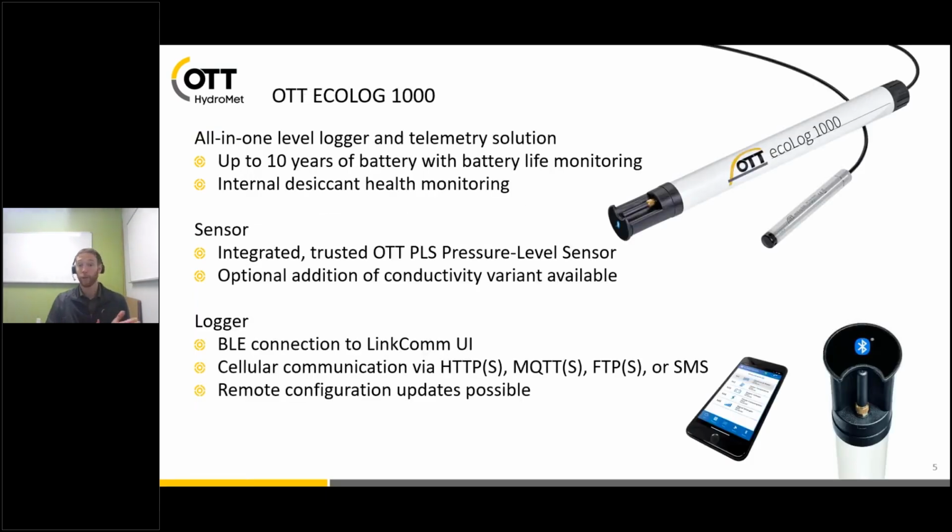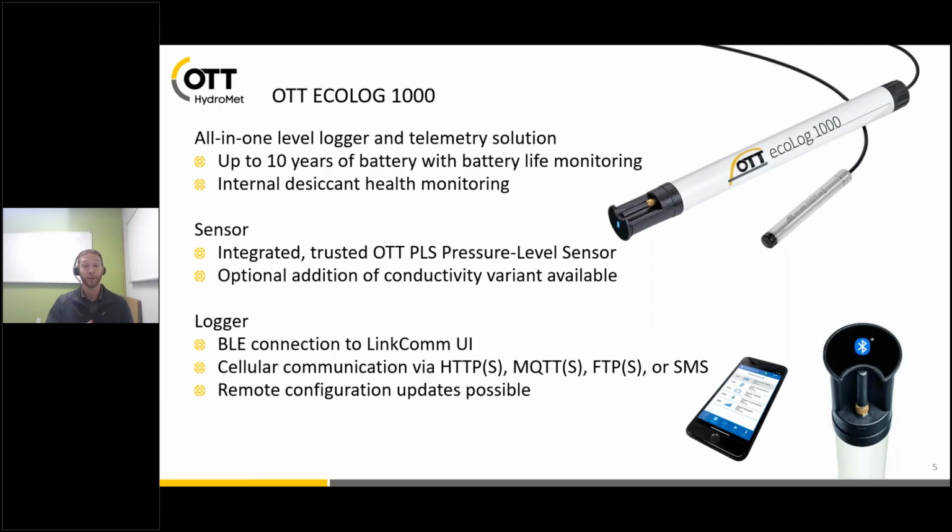So the ecoLog 1000 itself, it is an all-in-one level logger and telemetry solution. So, what does that mean? This is a pressure transducer, so it is a sensor that is going to measure pressure of water, which can convert into level, feet or meters of water, as well as temperature of the water. And we do now, as mentioned, have a version that can also measure the conductivity of that water.